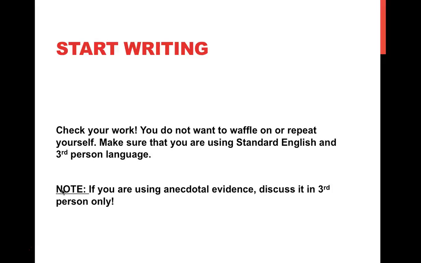If you are using anecdotal evidence, you need to discuss it in the third person still. So for example, if you are using a class discussion, it would be in your best interest to say something like, a recent discussion in a Year 12 classroom showed that, and then write what you're going to say. You don't want to say my class or even a western suburb school or an eastern suburb school or whatever. You want to just say a recent class discussion in a Year 12 classroom.